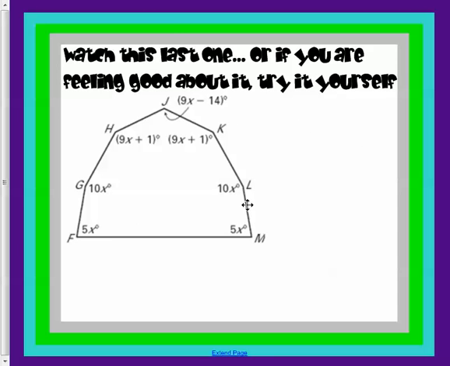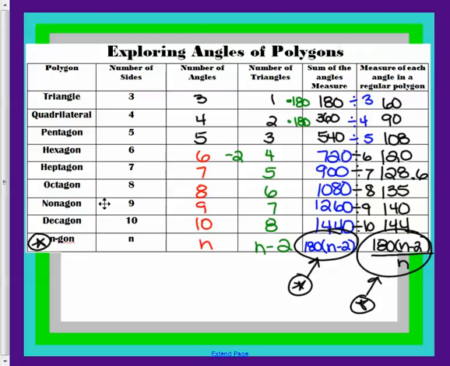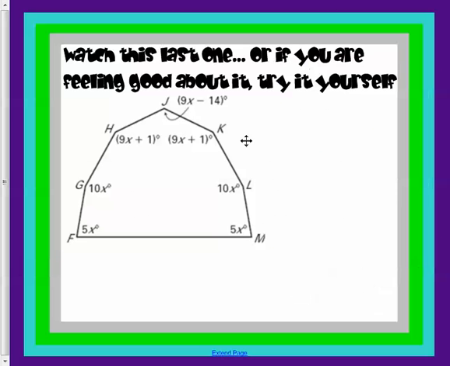All right, last one. If you want to, you can just watch me do this one, or if you're feeling pretty good about this, you can try it yourself. So the first step, figure out how many sides you have. You have 1, 2, 3, 4, 5, 6, 7. So go back to your chart, and we know that this is a heptagon, or 900 degrees. So we're going to set everything equal to 900 degrees.